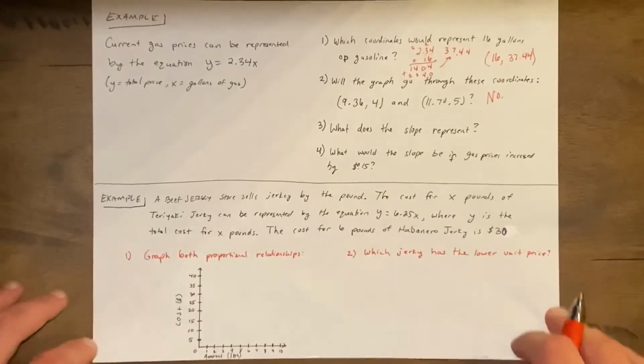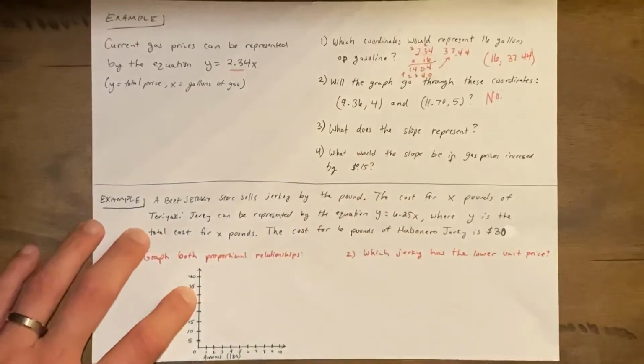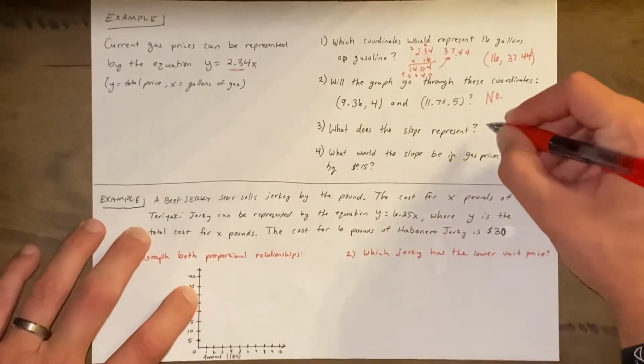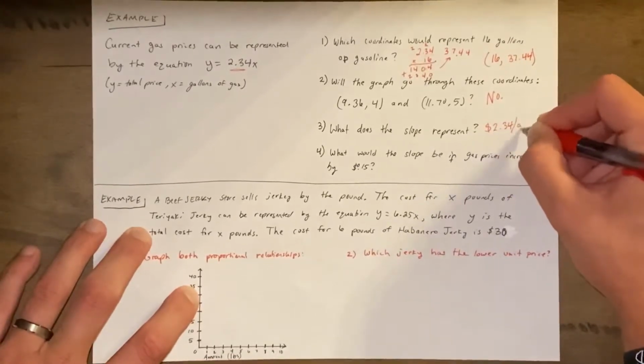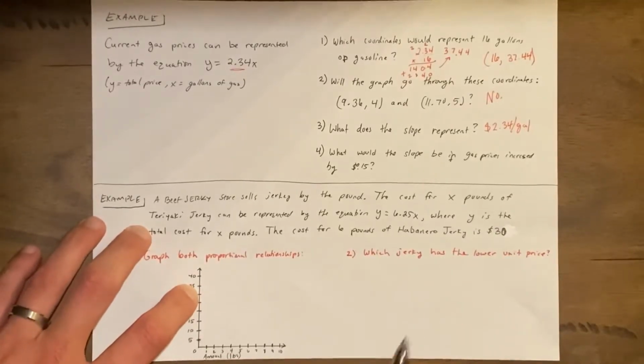Okay, number 3 says, what does the slope represent? Well, where is my slope? Okay, slope is right there, right? 2.34. Well, that means my slope is that each gallon of gas is $2.34. So I could say it's $2.34 per gallon.